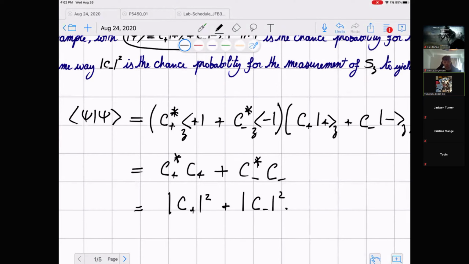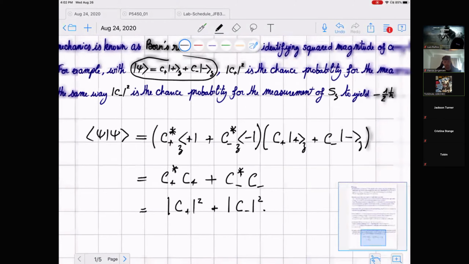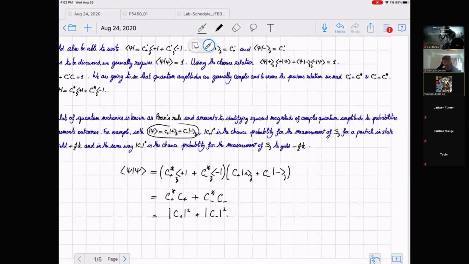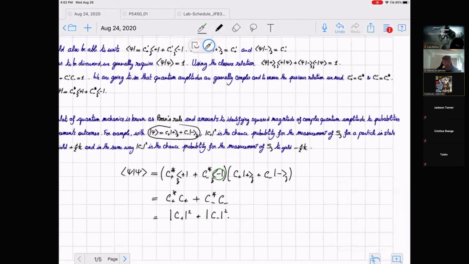And if you accept Born's rule, which just states that this number is the chance probability to observe the particle in this state, while this number is the chance probability of observing the particle in this state, then the sum of the two probabilities has to be equal to unity to express the fact that there is nothing else that can be observed. Is that making sense? And do you have questions?